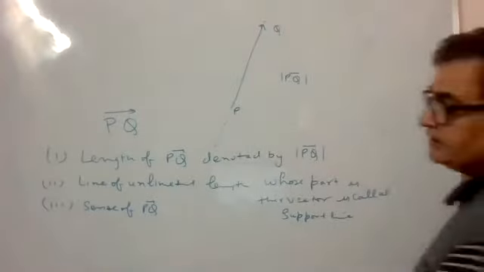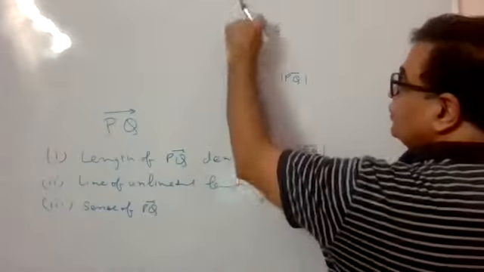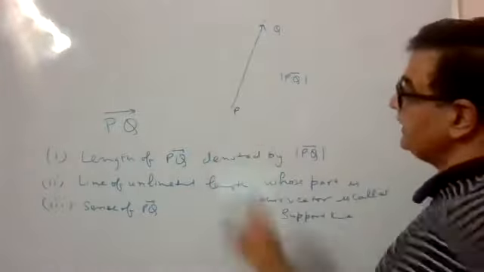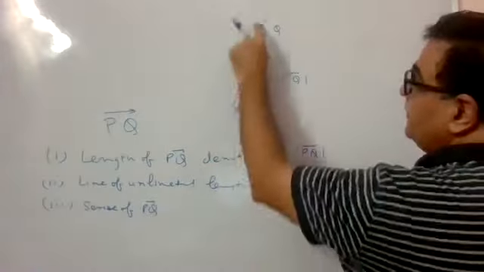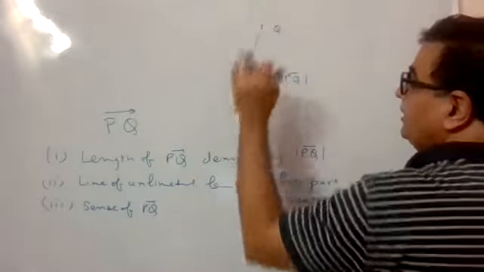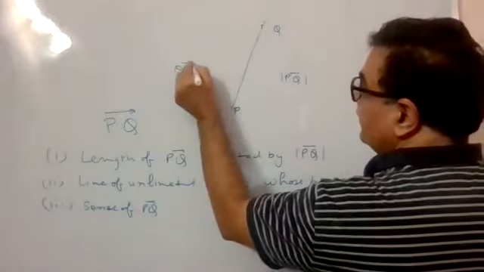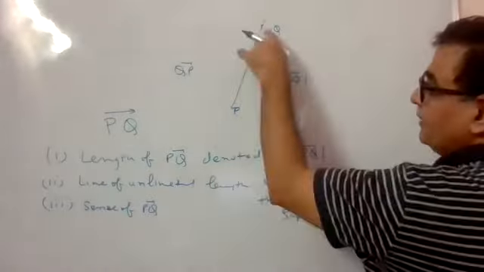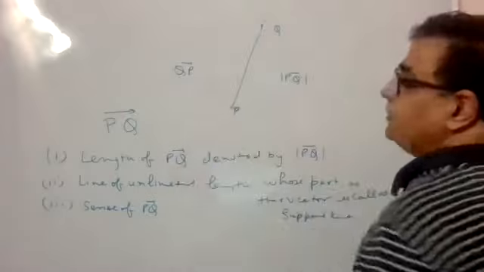Third one, they are writing sense of PQ vector. Sense means the arrow. It is going from P to Q or it is going from Q to P. That will be the vector sense. So sense means the arrow which you are placing or the direction you are taking. It is showing PQ vector means it is P to Q. By the way, if I take the arrow this way, then it will be called QP vector. Okay, so QP vector means it will be going from Q to P. If I am taking PQ, that means it is going from P to Q.